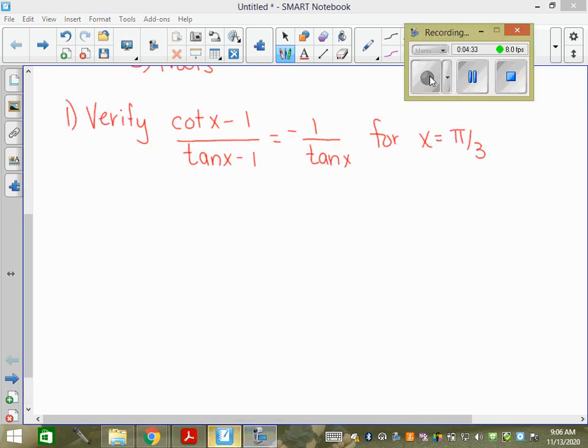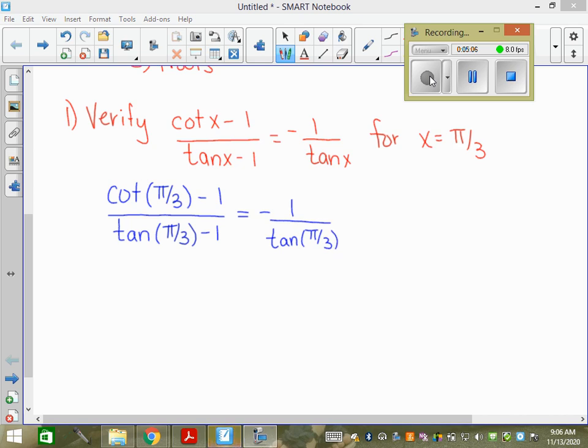Okay, this one we're going to go cotan of pi over 3 minus 1 over tan of pi over 3. Please don't dismiss filling the pi over 3 in, right? Because if you just literally go to the exact values and don't fill in the pi over 3, you're not verifying that this is for pi over 3. You're verifying for I don't know what, because me marking doesn't know that you know that that's pi over 3. Okay, so make sure you write the pi over 3. Equals negative 1 over tan of pi over 3.